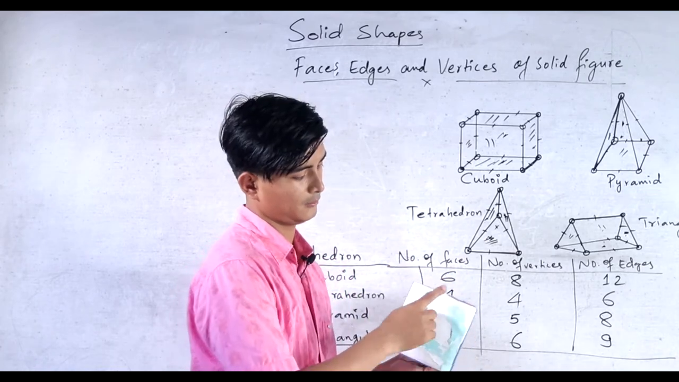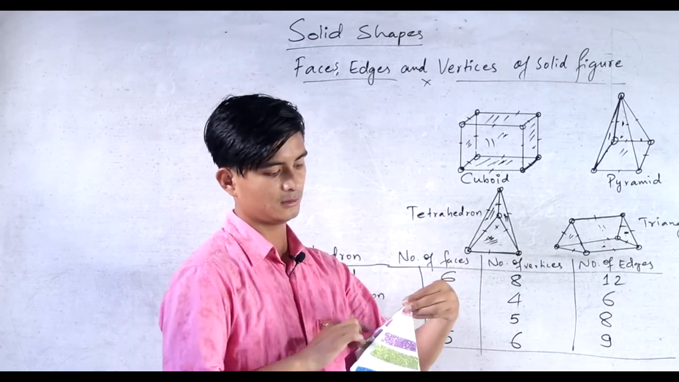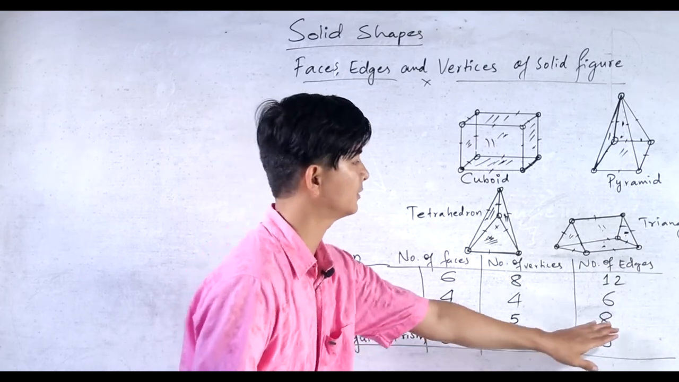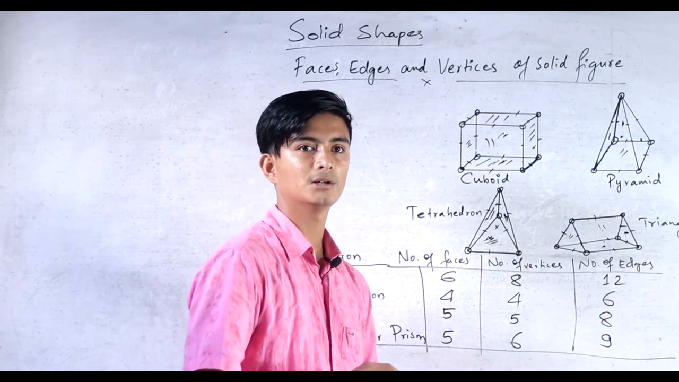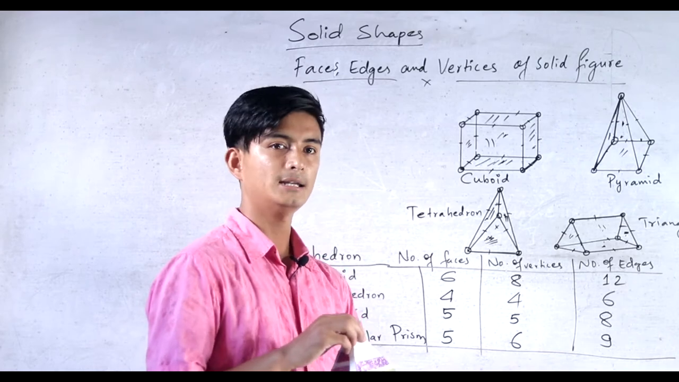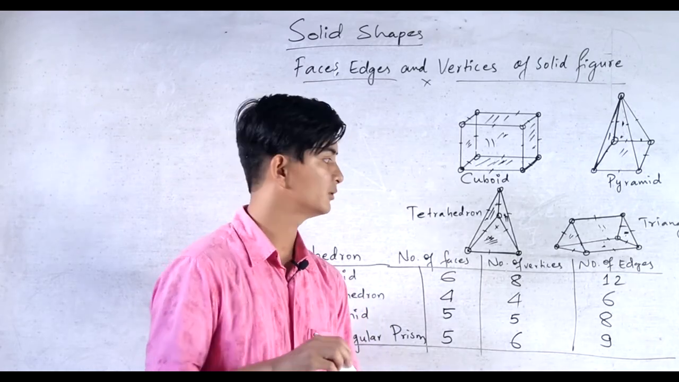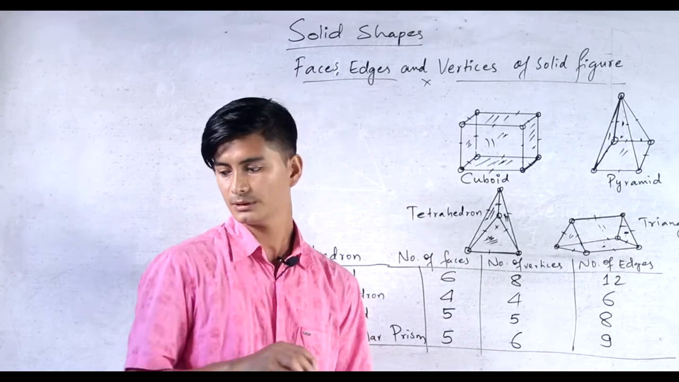1, 2, 3, 4, 5, 6, 7, 8. Here we have to count it: 1, 2, 3, 4, here also 1, 2, 3, 4. So in total, we have got 8 edges in a pyramid. Like this you can count it, and by this model as well. You can see the model and count it.